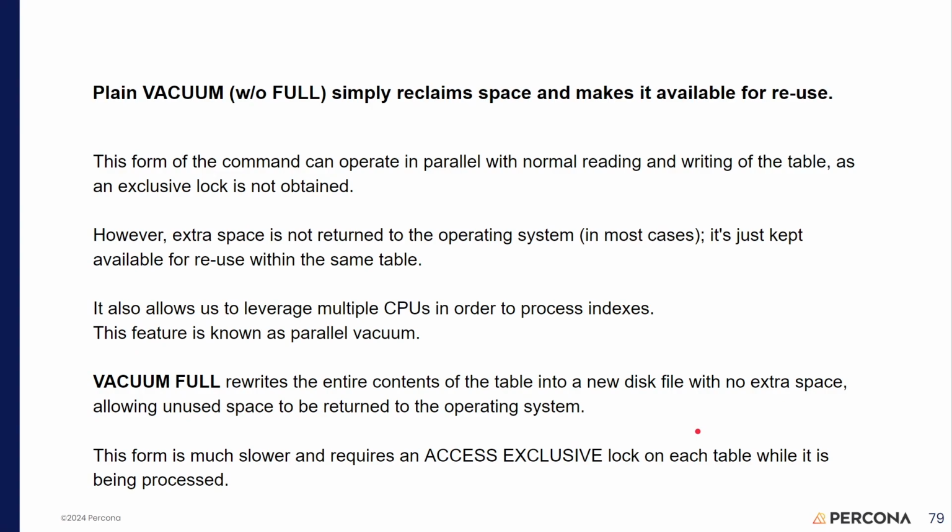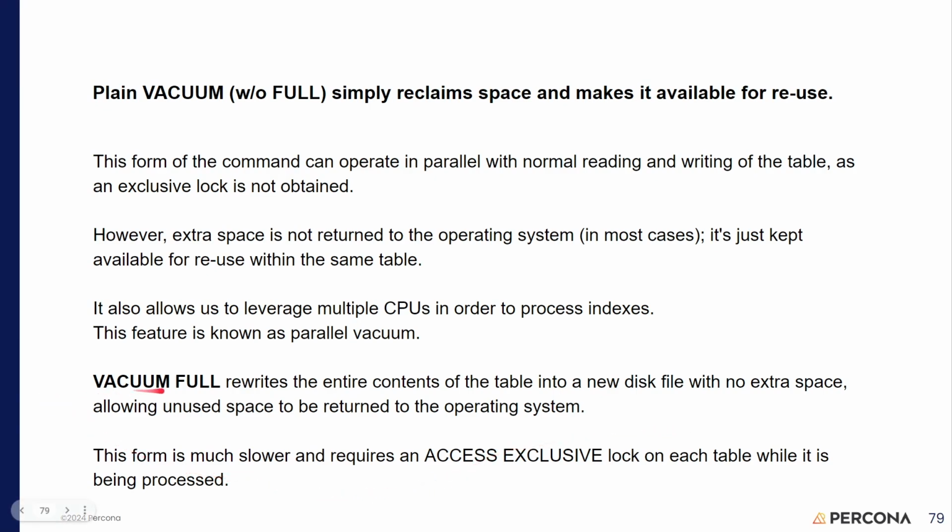Now, if you just run the vacuum without the word full with it, it simply reclaims the space and makes it available for reuse to the Postgres instance. It isn't turning it over to the operating system. Now, the good news is this command can operate in parallel, and normal reading and writing should continue as this goes on. There's not an exclusive lock on the data. But once again, your operating system doesn't see this data. It's just kind of held in reserve for Postgres, which has its good uses and bad uses. Now, you also are able to leverage multiple CPUs in order to process these indexes. That's known as a parallel vacuum.